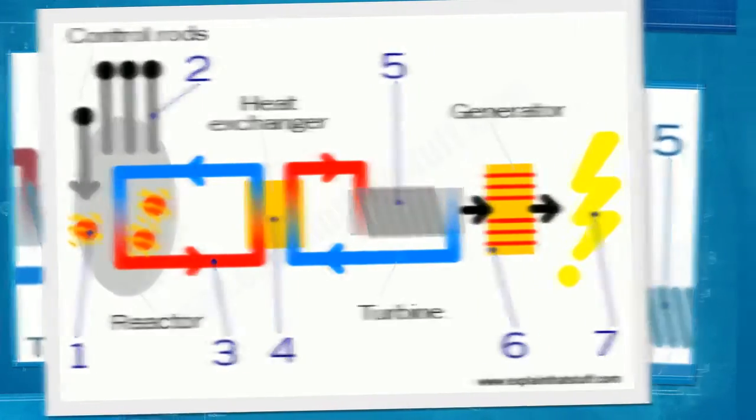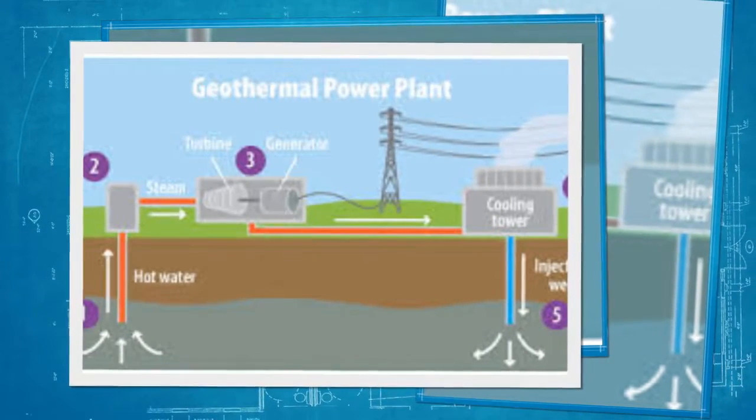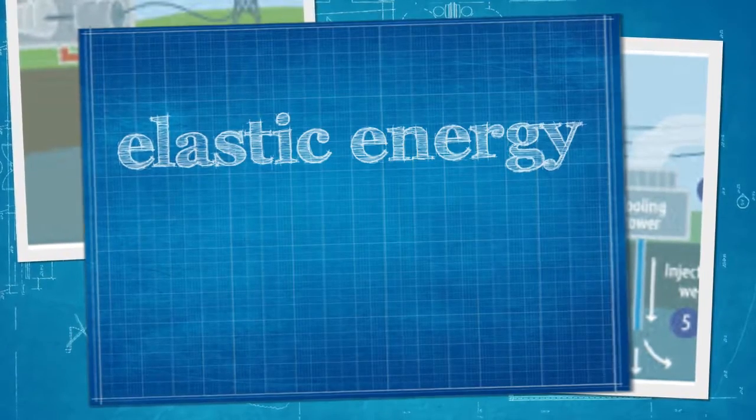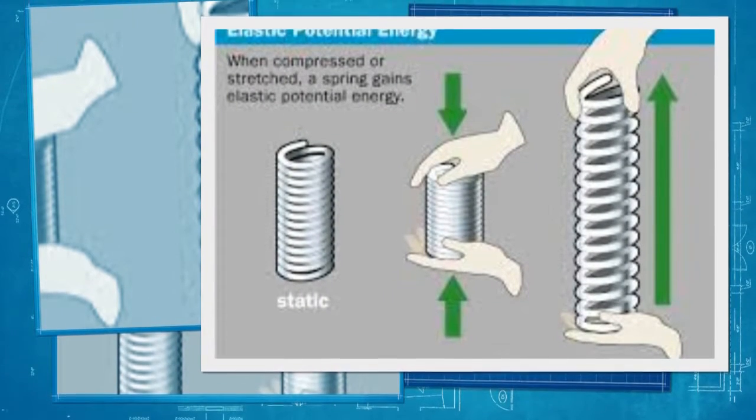In the example, you can see how the nuclear power plants work and what it needs and what type of energy is needed to make the nuclear energy work in a nuclear power plant. Another type of energy is elastic energy.